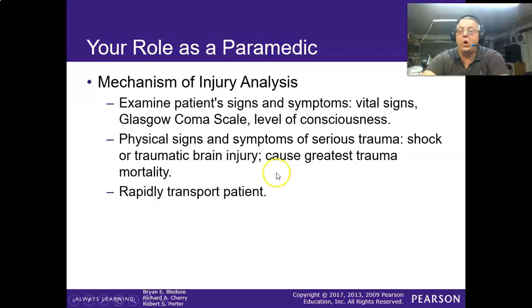Okay? So knowing that, again, helps us to determine the injuries that this patient actually has. Okay? Vital signs, Glasgow. I kind of prefer APU to start, but Glasgow is very helpful. Your level of consciousness, and again, your signs and symptoms of serious trauma, traumatic brain injury are the greatest threats to mortality. Okay? And then rapid transport.